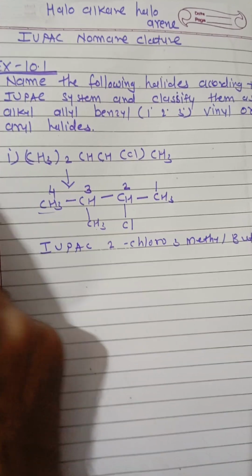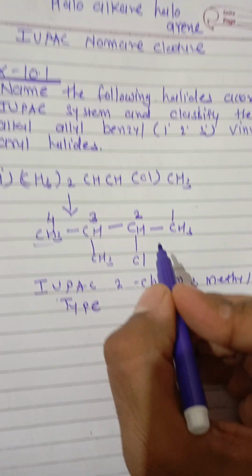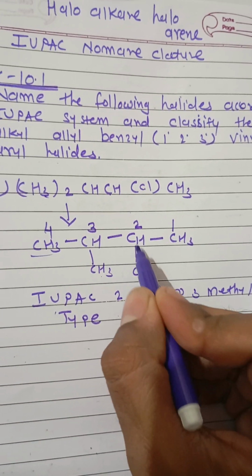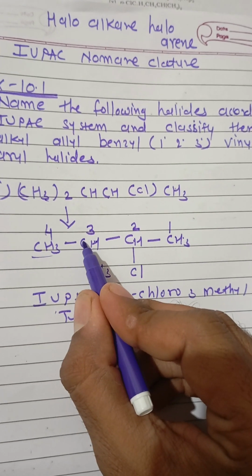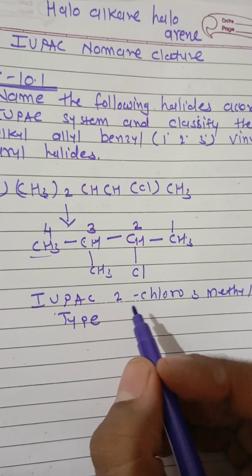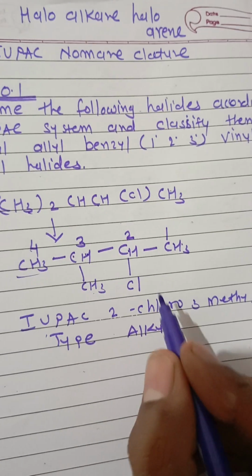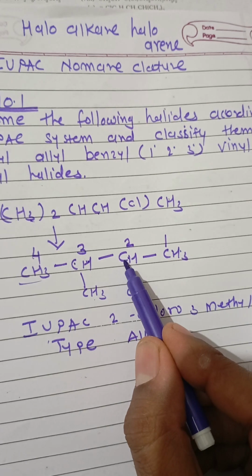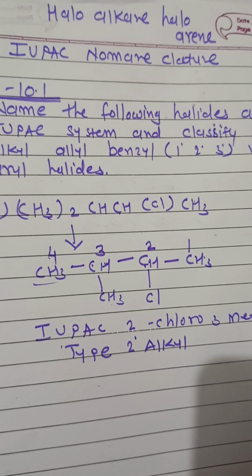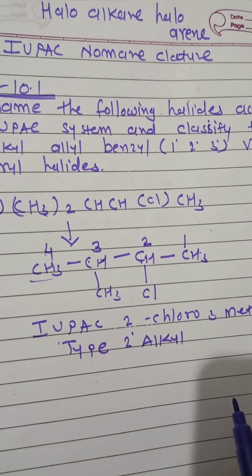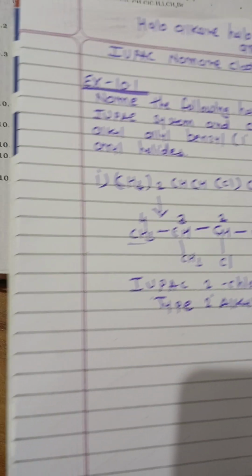This way we solve it and then we have to decide the type of it. See here, the halogen-containing carbon is attached with 2 different carbons. So it is a basic type of alkyl group. Which kind of alkyl? The halogen-containing carbon is a secondary carbon. So I mention here that it is a secondary alkyl group. Okay, so this way one by one we have to solve it.